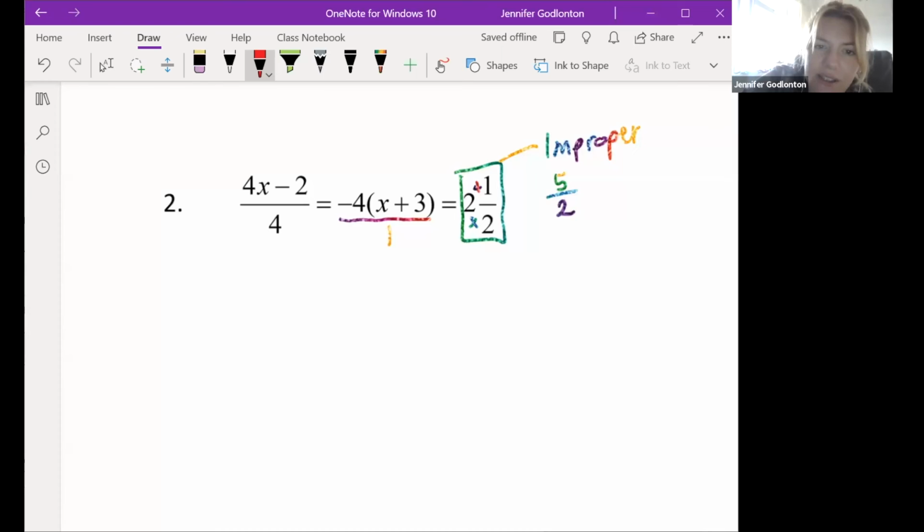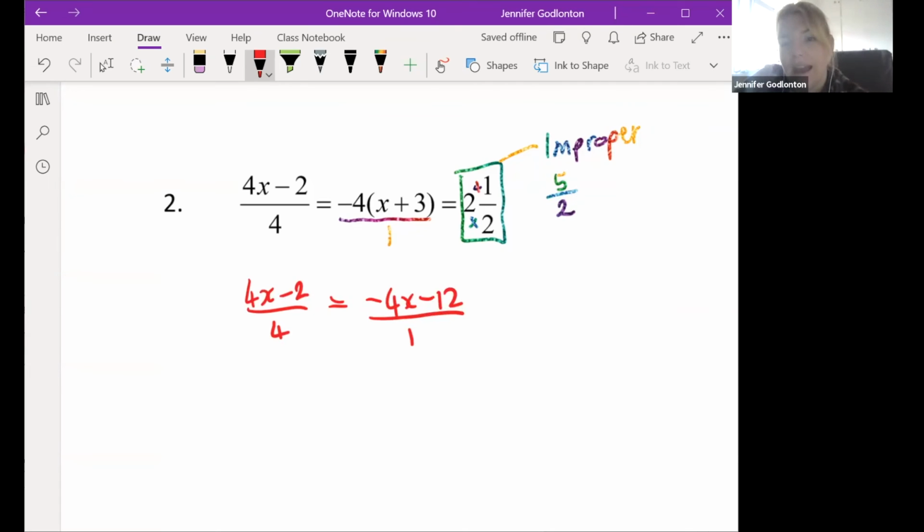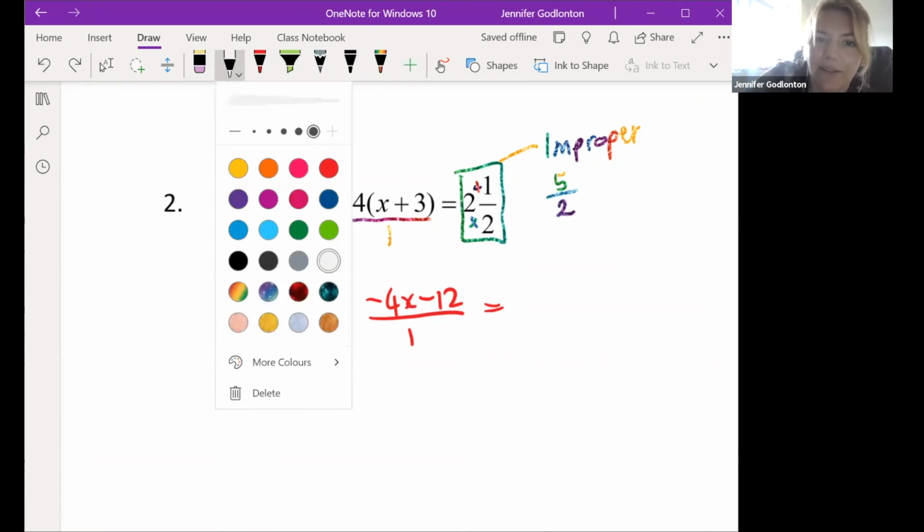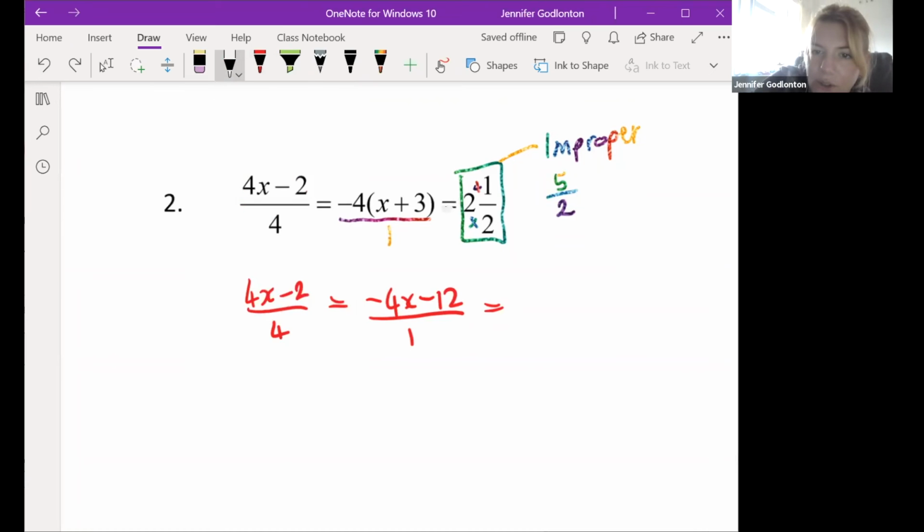So I would start it by saying 4x minus 2 over 4, and I would say is equal to negative 4x minus 12 over 1. And then, oh goodness, this shouldn't be an equal sign here. We can't have two equal signs. Here we go. And then we are going to minus 5 over 2.